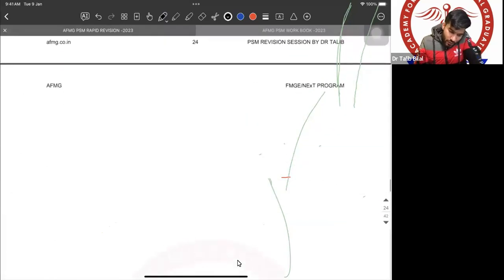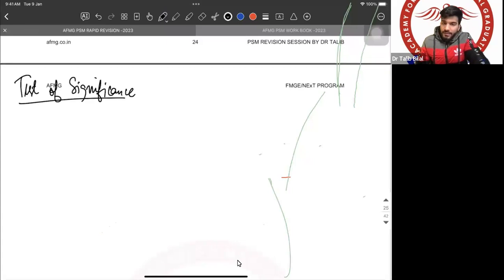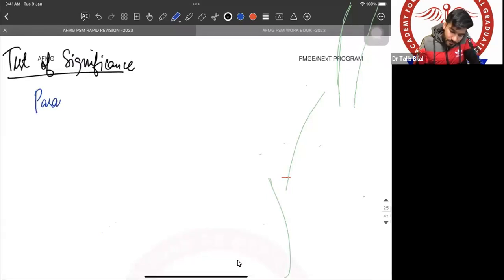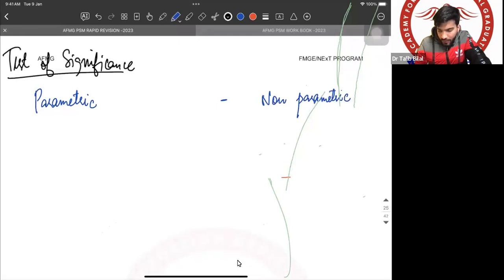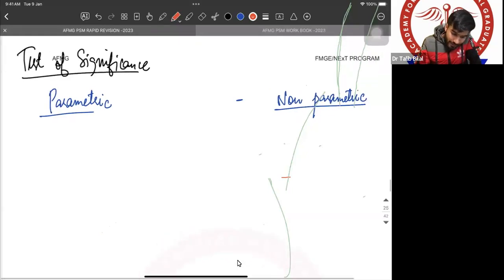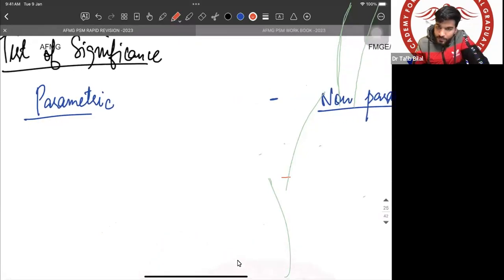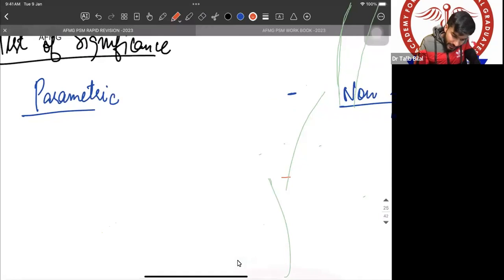So these are the tests of significance. My dear students, if you remember from the classes, we have two types: parametric and non-parametric. Just remember that much. In parametric, do we have qualitative data or quantitative data? We have quantitative data.